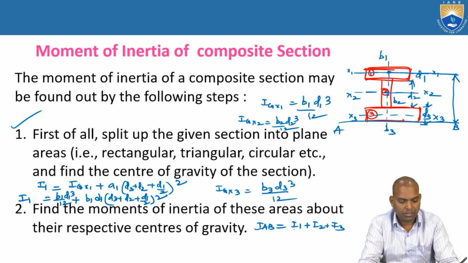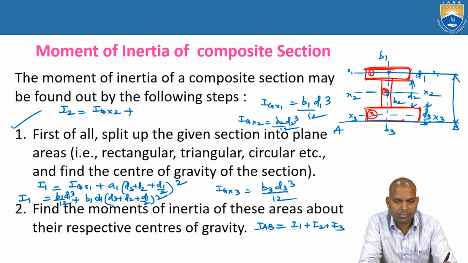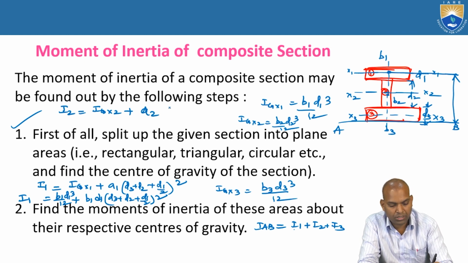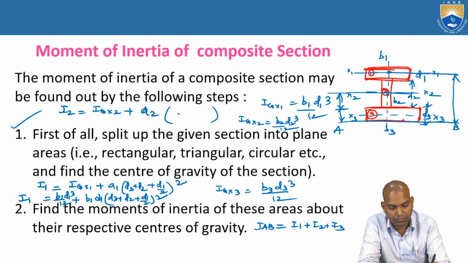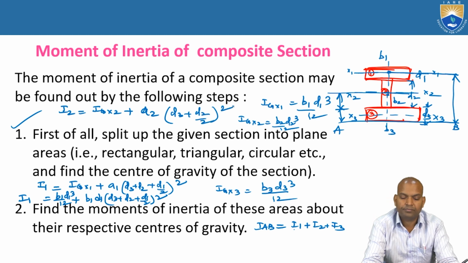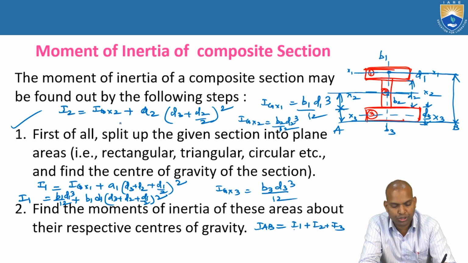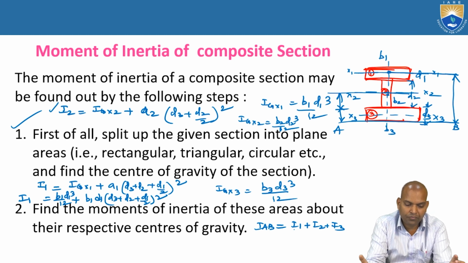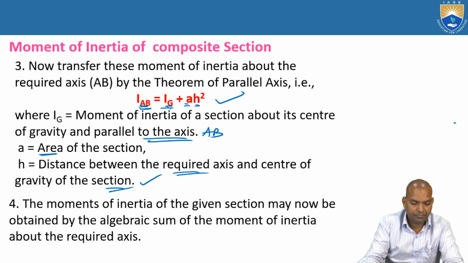What about I2? The next step, I2. I2 equals IGX2 plus A2, the area of section 2, times the distance squared. The distance from the axis XX2 passing through this section is D3 plus D2 by 2, whole square. IGX2 is B2 D2 cube by 12, plus area of section 2, B2 D2, times D3 plus D2 by 2, whole square. That is I2. In that manner, I3 also. Then the sum of I1, I2, I3 is the moment of inertia about line AB.